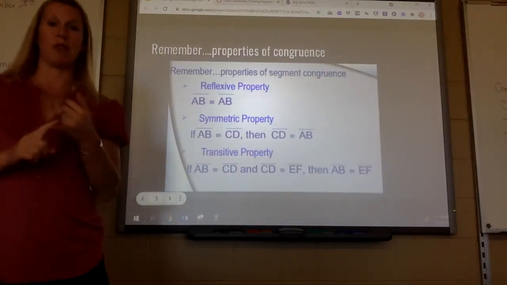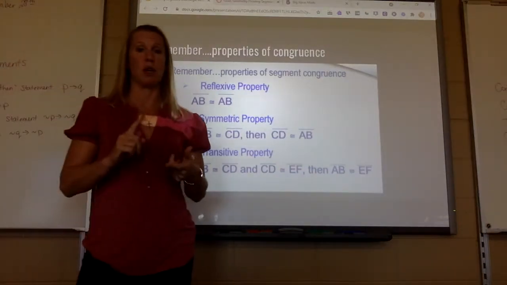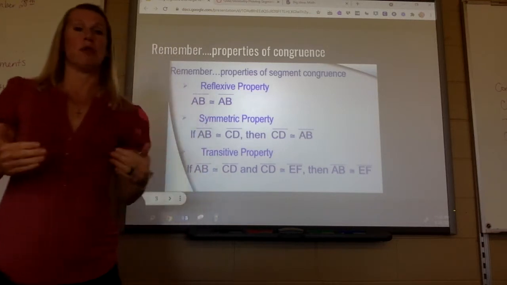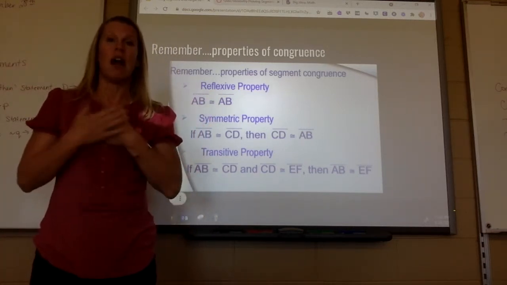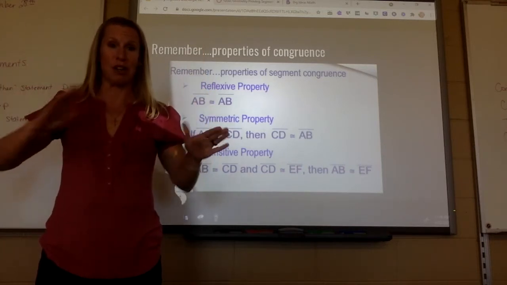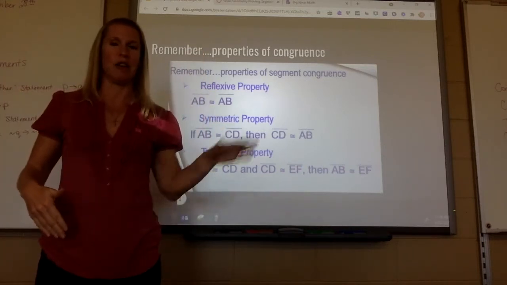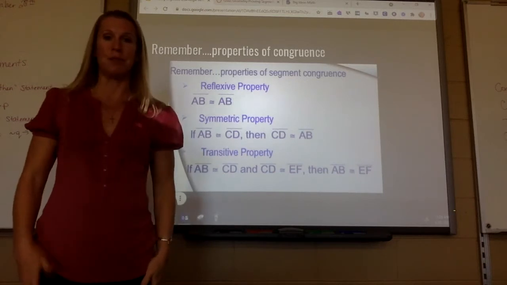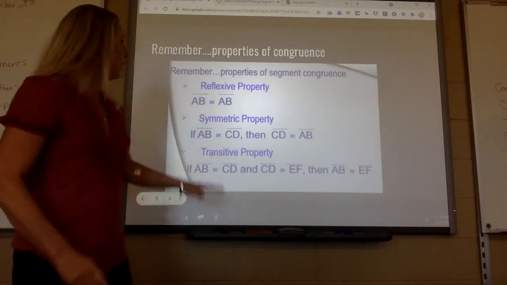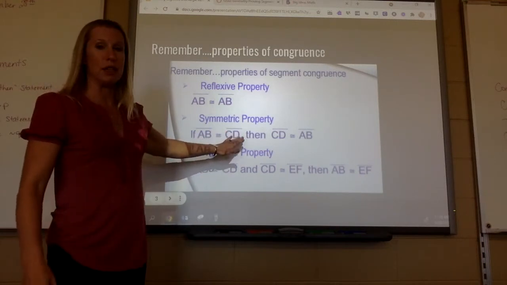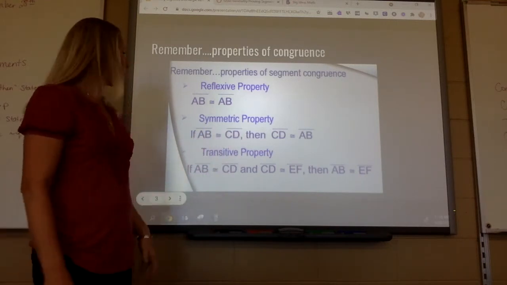So don't forget about the reflexive property, symmetric property, and transitive property. So remember, reflexive property is equal to itself, identical to itself. I think reflection in the mirror. You look in the mirror, identical to yourself. AB equals AB. Symmetric property is kind of like the converse, the flip. If AB equals CD, then CD equals AB.